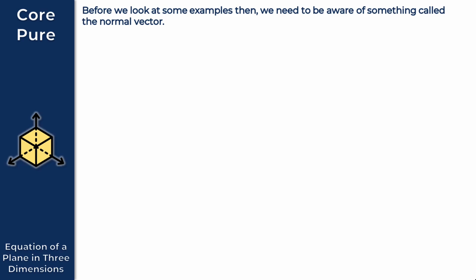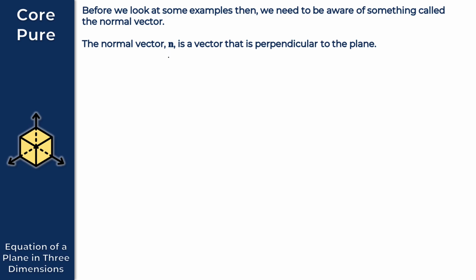Now, before we take a look at any examples, we need to be aware of something called the normal vector. You might sometimes hear this described as the normal to the plane. The normal vector n is a vector that is perpendicular to the plane. So what would this even look like? Well, let me try and sketch something to help illustrate this concept. If I sketch a plane, like so, we'll get something that looks like this. So this is my plane. Now the normal vector n, as we've already noted, is a vector that is perpendicular to the plane.